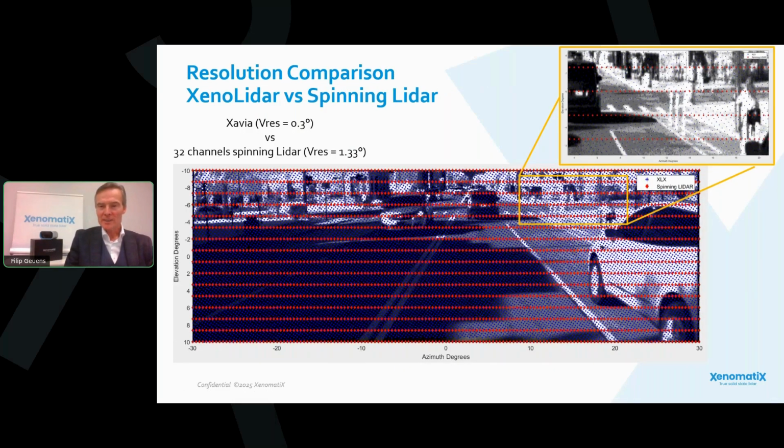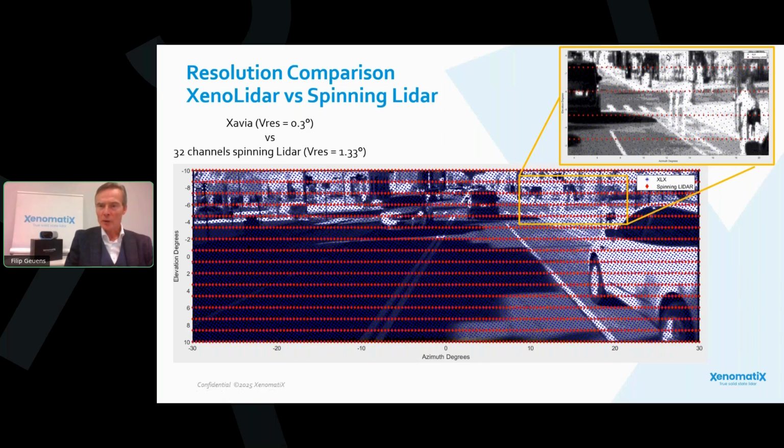What you see here is a scene that we are observing with two types of LiDAR. The red dots come from a scanning LiDAR, a mechanical LiDAR with 32 channels. And as you can see, there is high resolution in the horizontal direction, and the points are close to each other. But in the vertical direction, there is a larger spacing. Solid-state LiDAR has the same resolution in both directions. Those are the blue dots, and these dots have a resolution of 0.3 degrees in both directions.